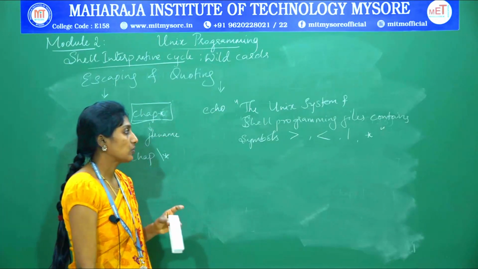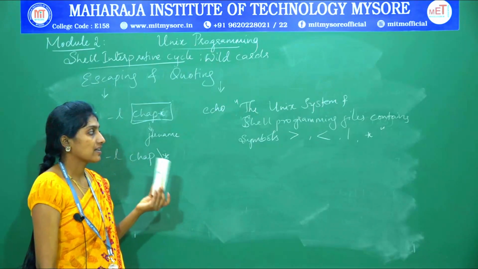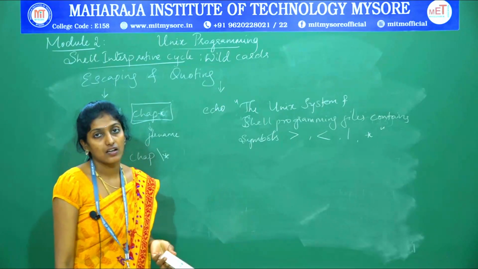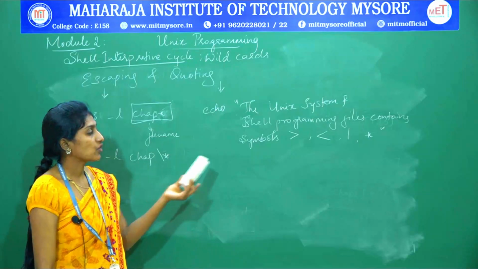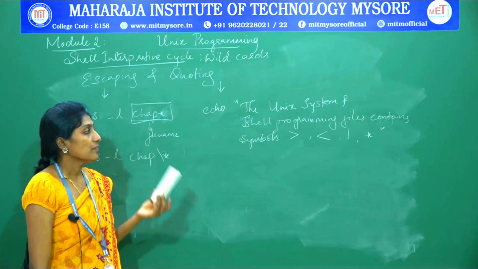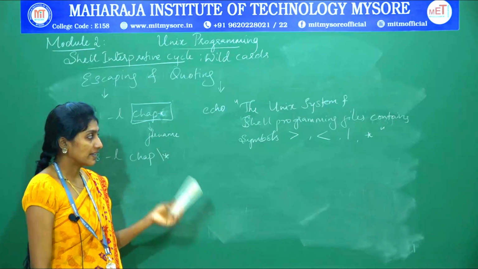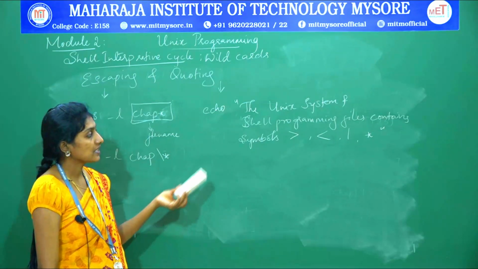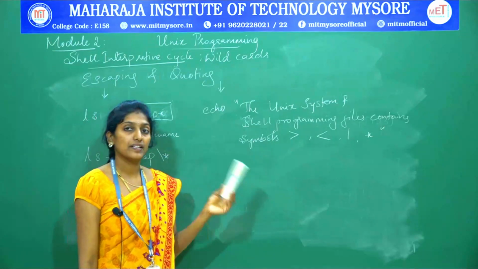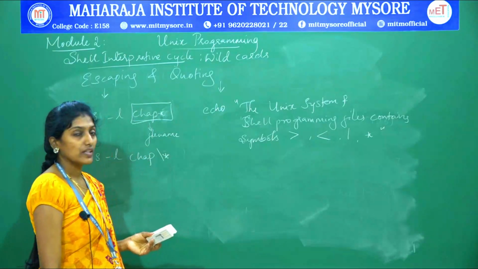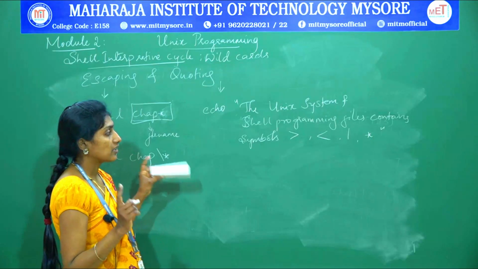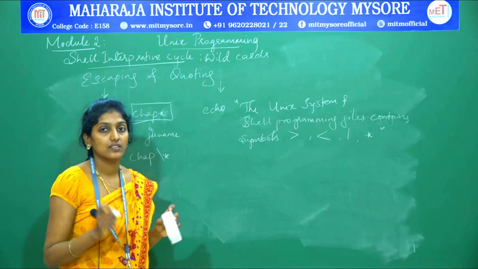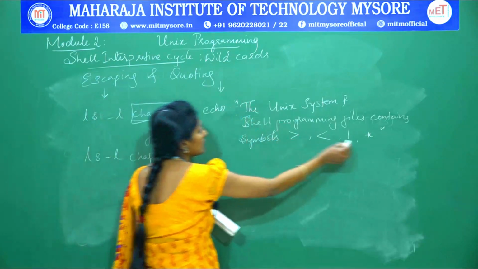The Unix system and shell programming files contain symbols like greater than, less than, pipeline, and star. So we do have a meaning for all these characters in Unix, but I don't want those meanings to be interpreted by the command echo within the shell here. Instead, I want all these symbols to be printed as they are. So how do I do that? You can do that by enclosing those symbols inside what? Double quotes. So that is what I have done here.